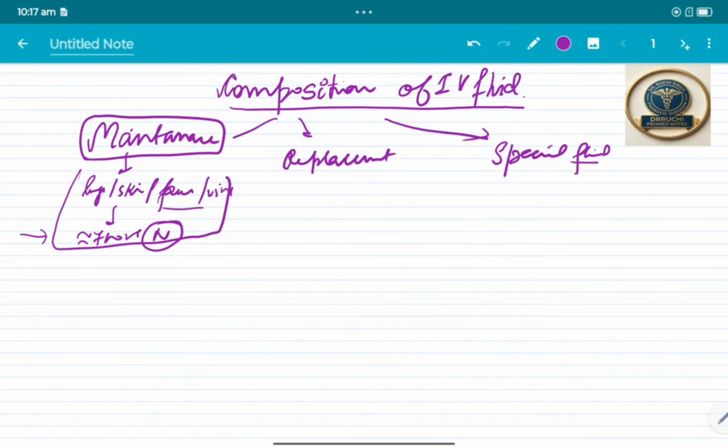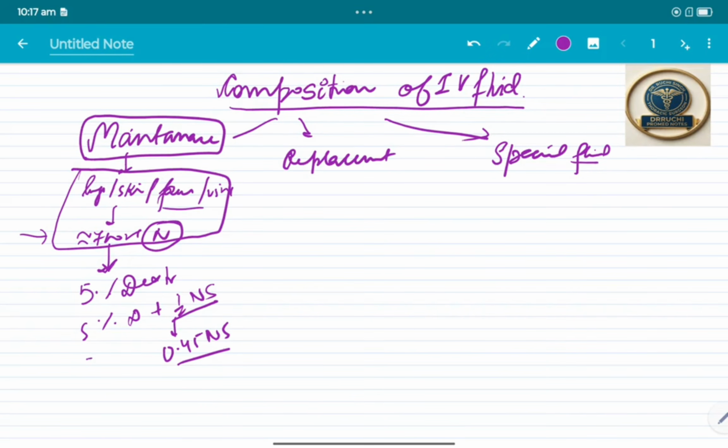So, what is the fluid that can be used? Since these losses are low in salt, you can use either 5% dextrose or 5% dextrose with half normal saline, or 0.45 normal saline concentration. These two fluids you can use as maintenance fluid.